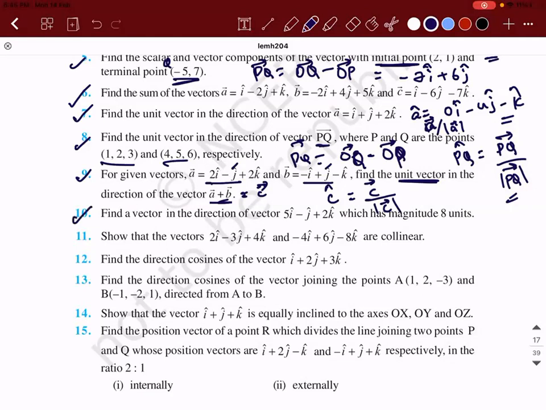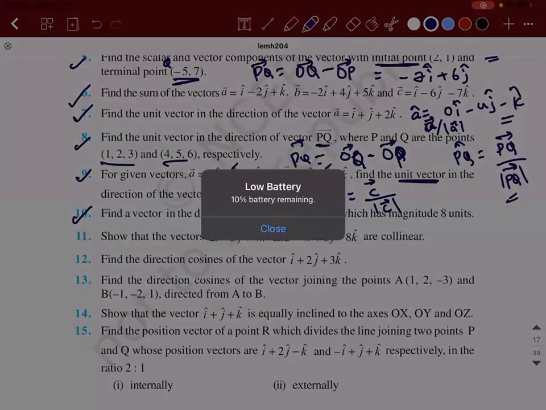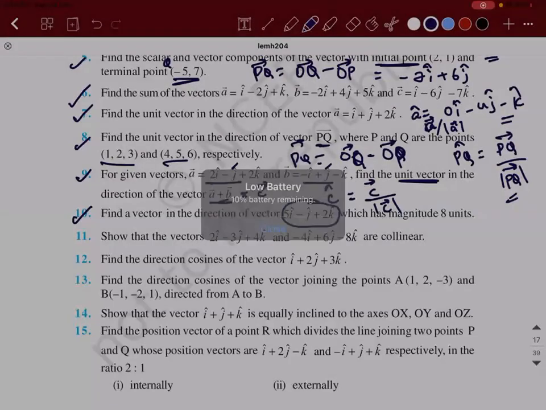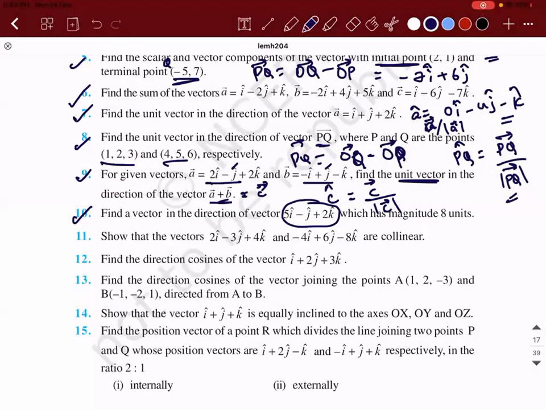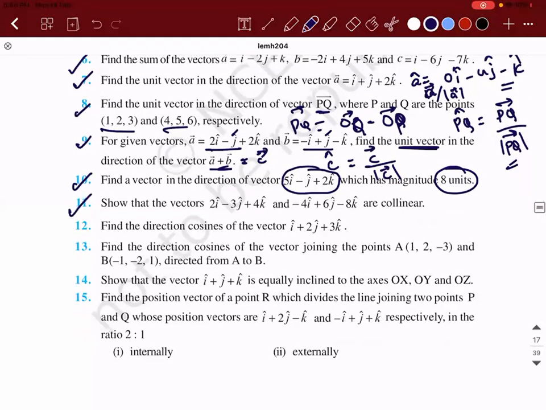The 10th one: find a vector in the direction of the vector given like this, whose magnitude is 8 units. So what are you supposed to do? First find the unit vector. Correct. First find the unit vector and multiply that unit vector with 8. Very good.